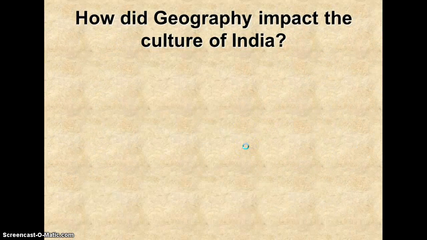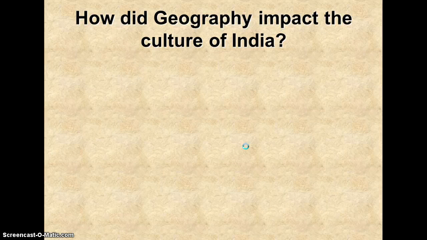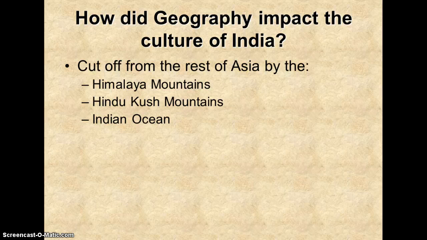So, how does geography impact the culture of India? Well, you just saw those two plates meet. That leads to things like earthquakes, mountains, valleys, and rivers being formed. And also, I told you, it's cut off from the rest of Asia by those three things: the Himalaya Mountains, the highest mountains in the world, the Hindu Kush Mountains, and the Indian Ocean.